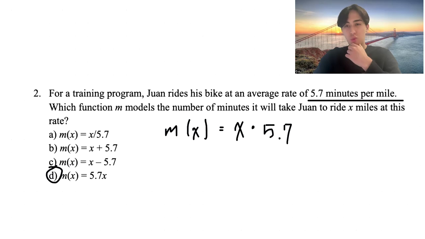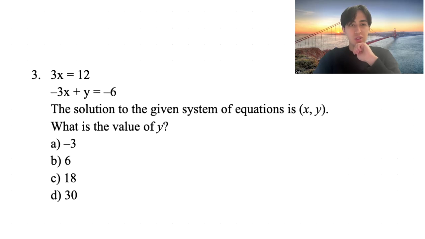So it's 5.7, the rate, times the number of miles Juan is going to ride, which is represented by x, and which will give you m of x, which is the number of minutes it will take to ride said number of miles. So that's it. The rate times the number of miles gives you the number of minutes. Your answer has to be D. Okay, let's go on to the next question.